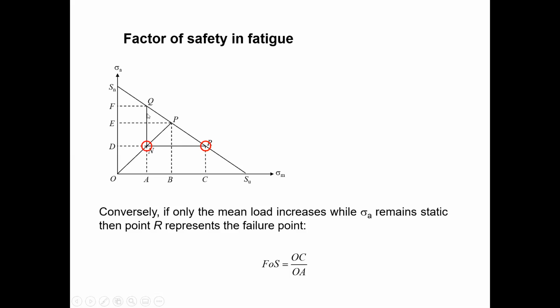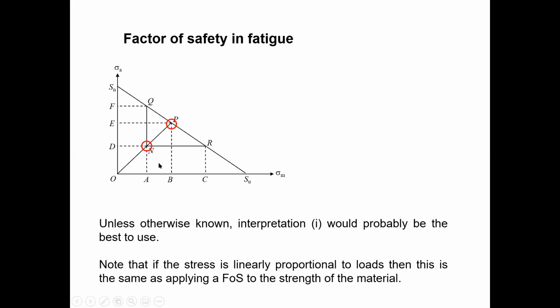There are only three cases explained, but if you increase the alternating stress very highly, I mean the increment is very high compared to sigma m, then that line will be somewhere here. So you need to calculate according to that. So this is the general three cases.